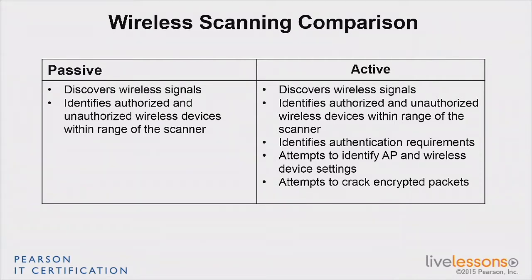So a wireless scanning comparison between passive and active. Our passive discovers wireless signals. It identifies authorized and unauthorized wireless devices within the range of the scanner. It's really doing our discovery and mapping. Our active can discover wireless signals. It can identify authorized and unauthorized wireless devices within range of the scanner, so same as our passive. It can identify authentication requirements. It can attempt to identify access points and wireless device settings, and it can attempt to crack encrypted packets.